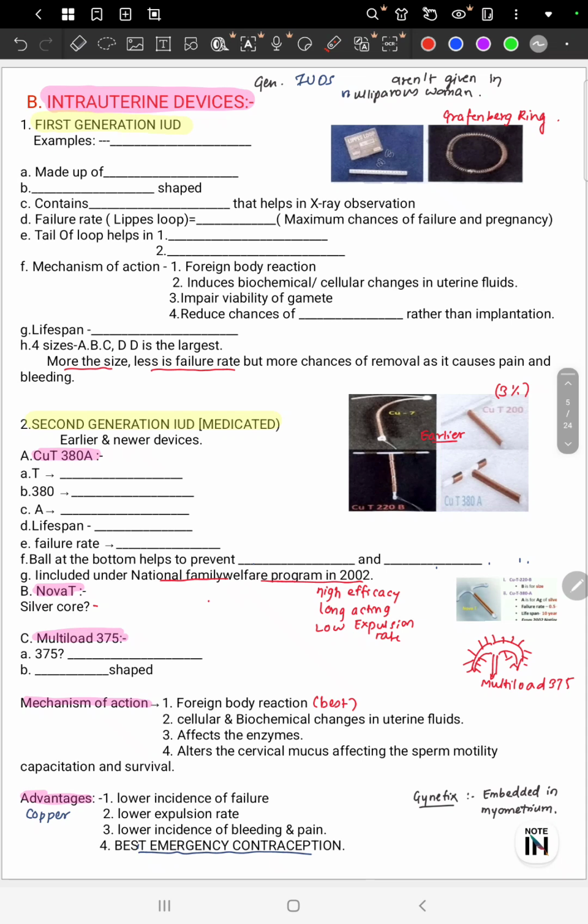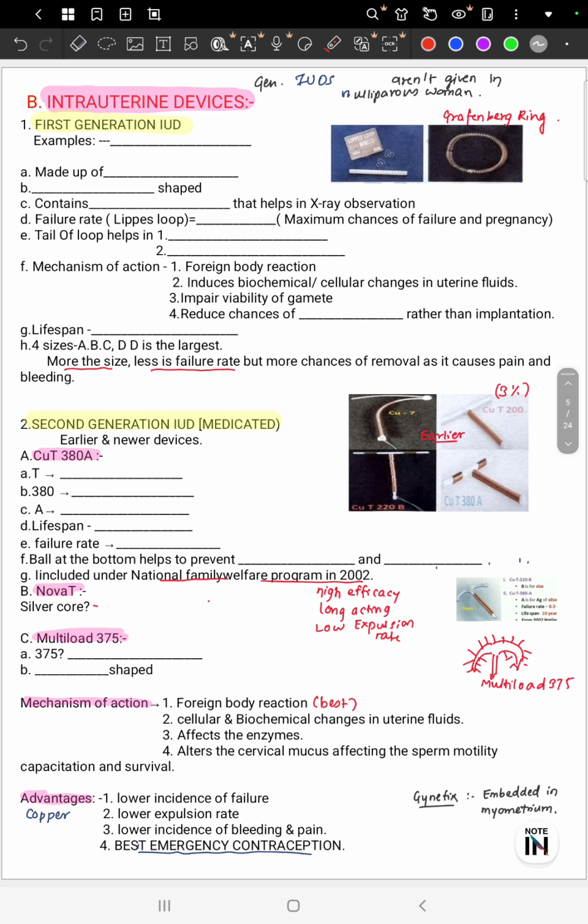Now talking about the second barrier, जो दूसरी स्पेसिंग मेथड है दैट इज़ इंट्रायूटेराइन कॉन्ट्रासेप्टिव डिवाइसेस. सबसे पहली बात जो हमें याद रखनी है कि जनरली द इंट्रायूटेराइन कॉन्ट्रासेप्टिव डिवाइसेस, दे आरंट गिवन इन नल्लीपैरस वुमन. तो नल्लीपैरस वुमन को हम लोग नहीं देते. It is generally used in multiparous women only. Now the intrauterine contraceptive devices are further divided as first generation, second generation, third generation. तो सबसे पहले बात करते हैं फर्स्ट जनरेशन.